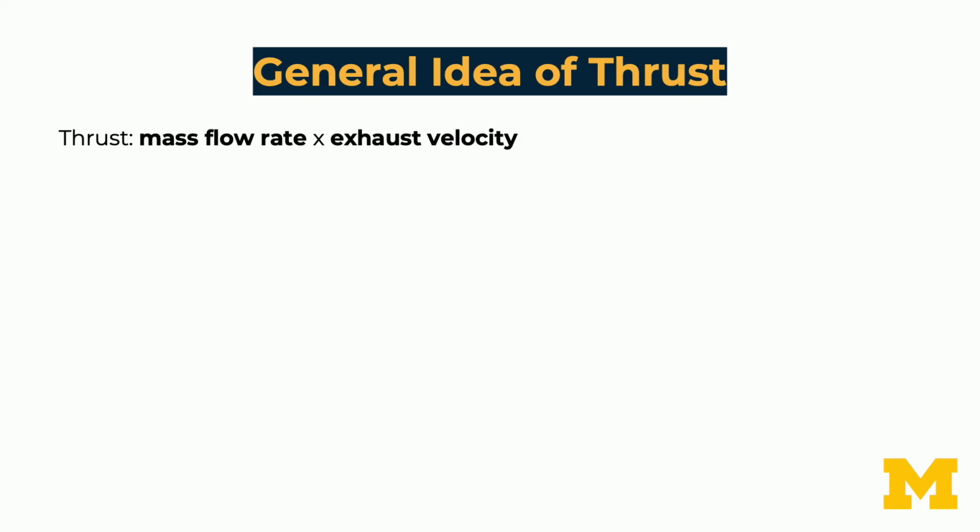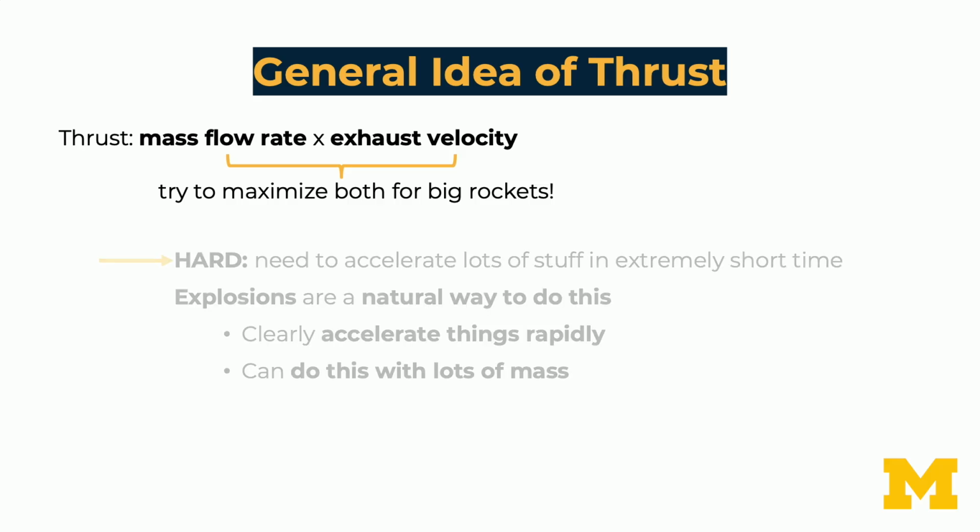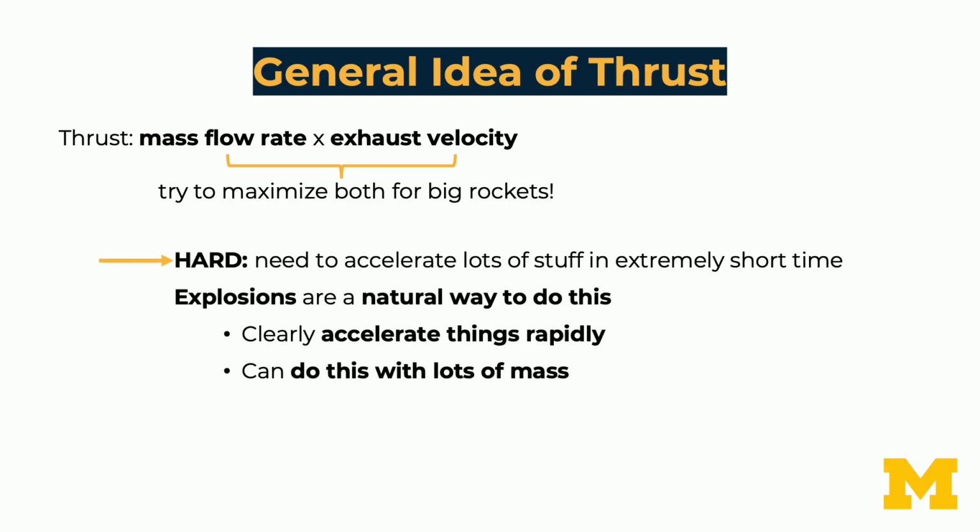Let's review a couple of concepts that we've talked about just to make sure that we're all up to the same speed. So, going back to the general idea of thrust, thrust is the mass flow rate times the exhaust velocity. And we really want to maximize both the mass flow rate and the exhaust velocity. But that's really, really hard to do because we need to accelerate stuff in an extremely short amount of time.